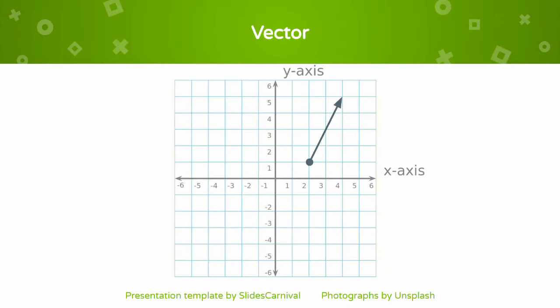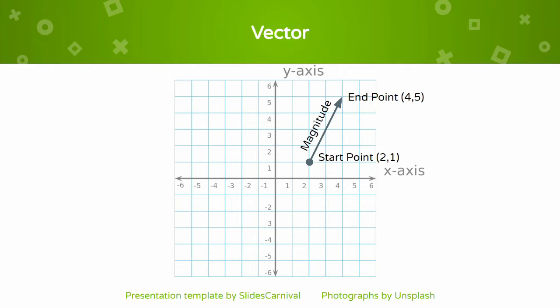Let's take a look at a 2D vector. Such vector has a start point and the end point. The points are connected with an arrow that points toward the end point, showing the vector direction. The distance between the start and the end points is called the magnitude.